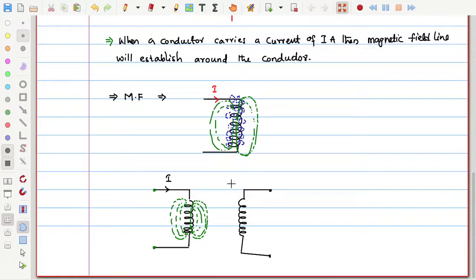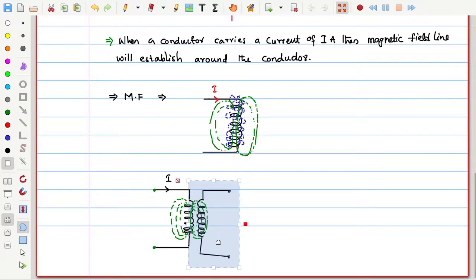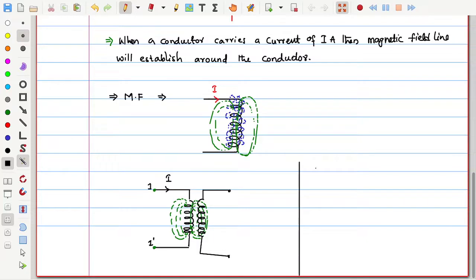Now, if I bring this second coil close to the first coil like this, try to observe what happens. In the second coil, you can imagine this is, let us say, first coil 1-1 dash. So let me write, current will flow. Let me tell you about the coil number 1-1 dash.